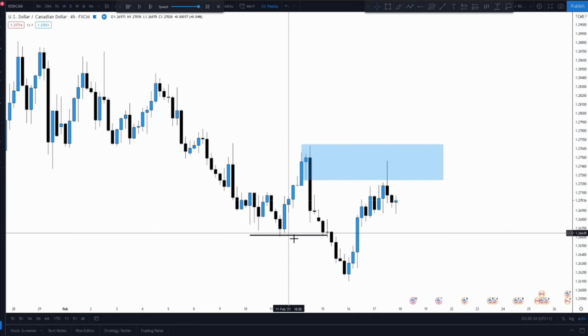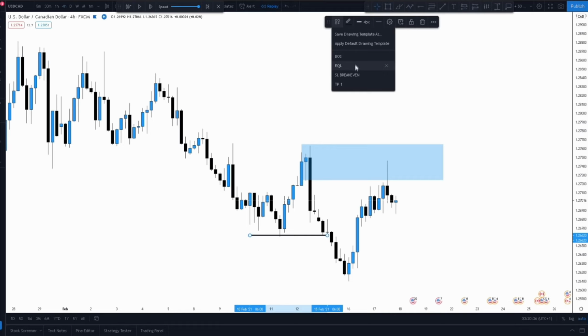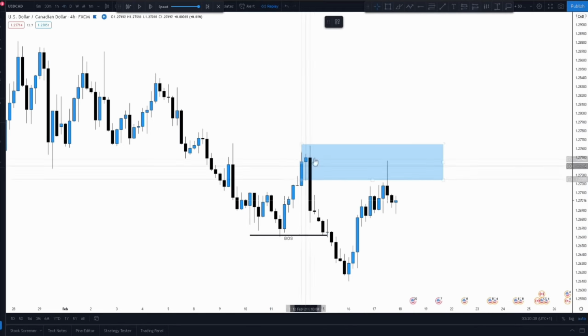So we have number one, our break of structure. So if we have just that, mark that out. So we have our break of structure validating that order block. And also we have that rapid increase in volume that causes the break of structure, further validating this order block as a valid OB.